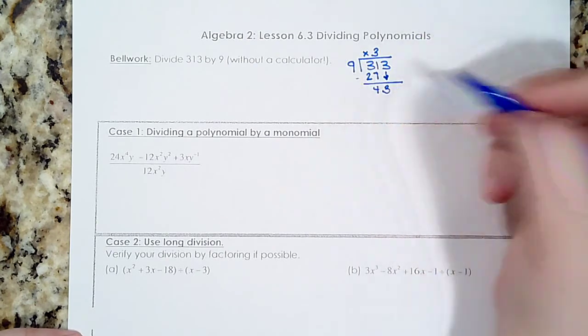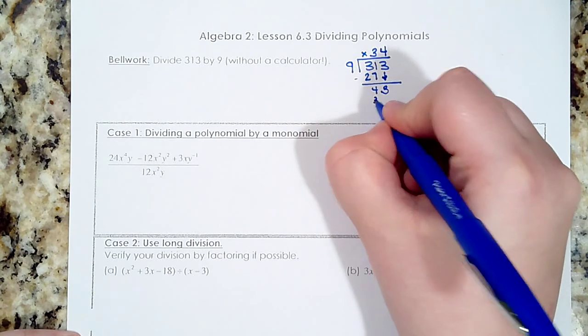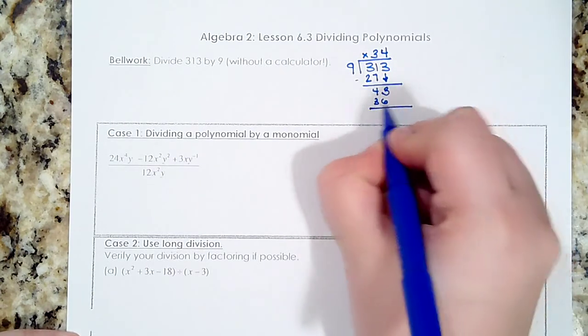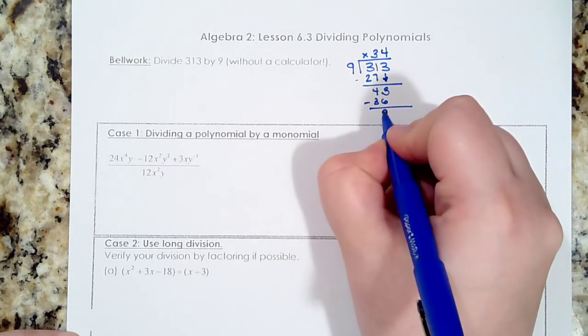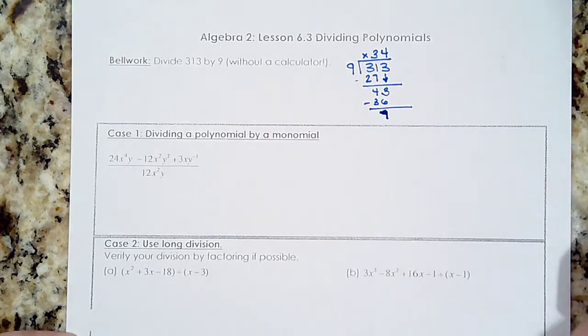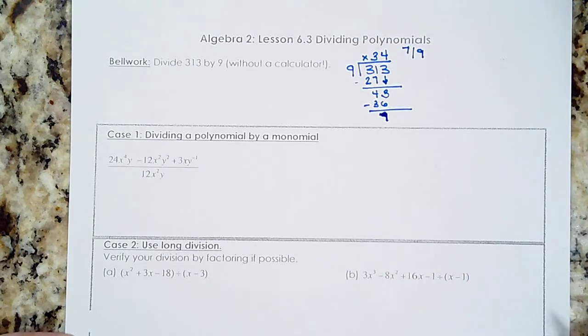How many times does 9 go into 43? It goes in 4 times. We get 36. When I subtract that, I'm left with 7. And I'm left with 34 and 7/9.